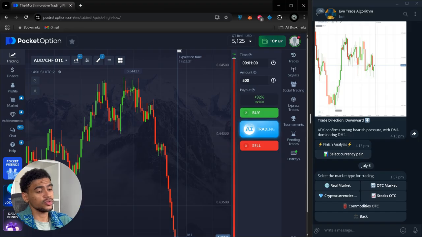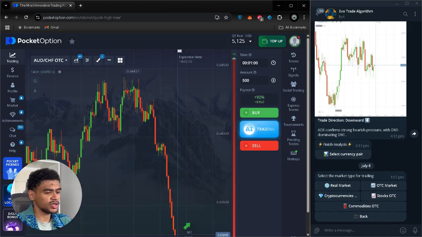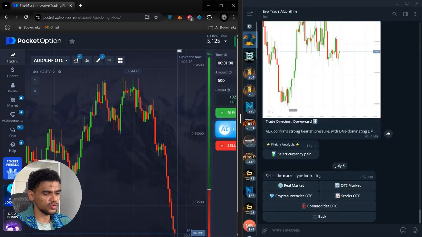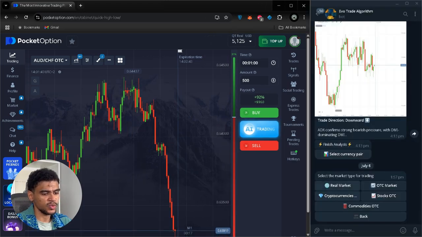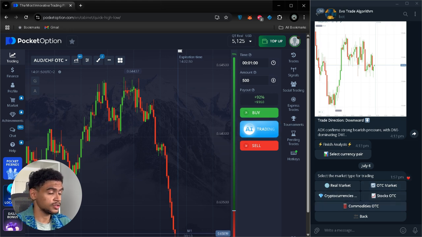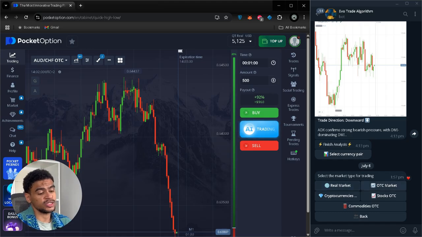All right, so here on the right we have a robot, on the left we have Pocket Option, and I set it up on Windows like this, so you can move and increase the size of it, whatever is comfortable for you. But we have access to 5 different markets: real market, OTC market, crypto OTC, stocks OTC, and commodities OTC. I repeat this every single video, and I'm gonna keep doing that. If you are getting into trading right now and you want to trade with this robot, just stick to real market and OTC market. That is all you need.